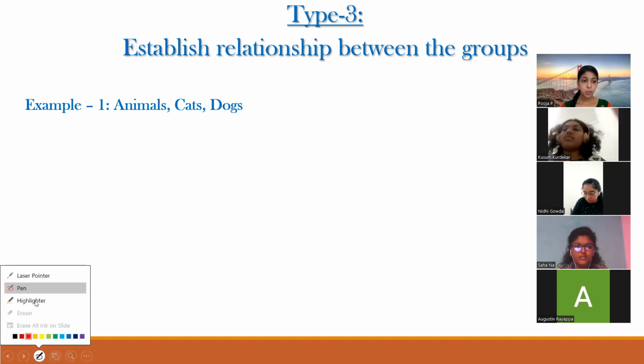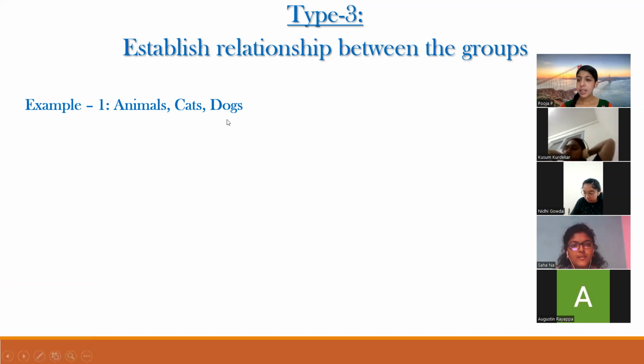Okay. So let us take the first example. That comes to animals, cats, and dogs. So do you find any relationship between these things? Is there something in common? Yes. That is the first thing or the basis for establishing a relationship. Is there anything in common or not? If they have nothing in common, you will put them as separate groups. If they have something in common, you will start seeing what is the relation, or to what extent what all are common.